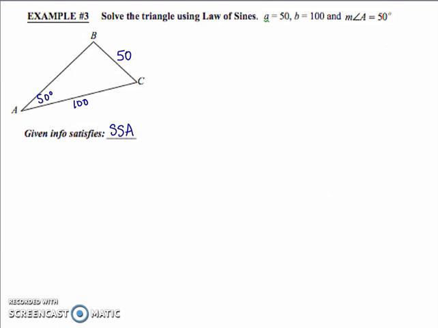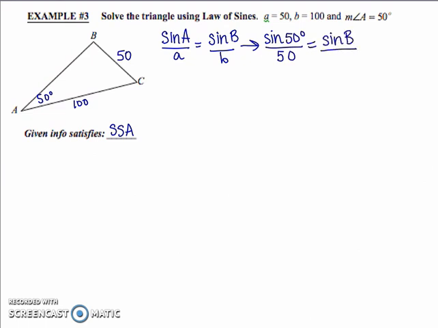Okay, we're going to start with our given information. We know we've got angle A and side A, and we know we've got side B. So the first thing we can do is look at sine of A over A is equal to sine of B over B. We can plug in what we know. We know A is 50 degrees, so sine of 50 degrees over 50 would be equal to sine of angle B over 100. Okay. Then we do our fancy algebra.